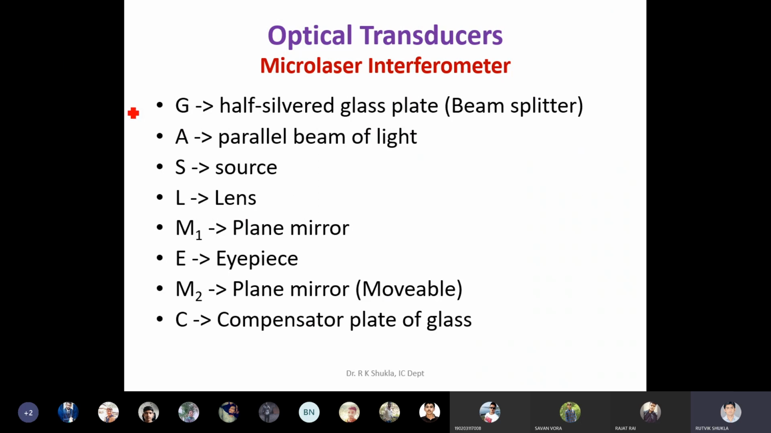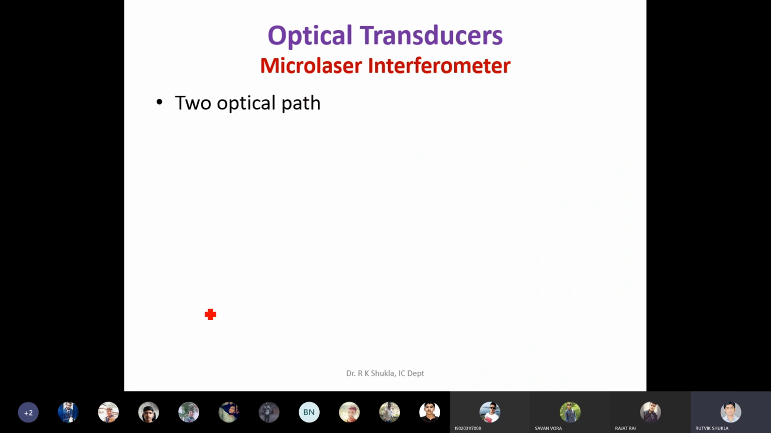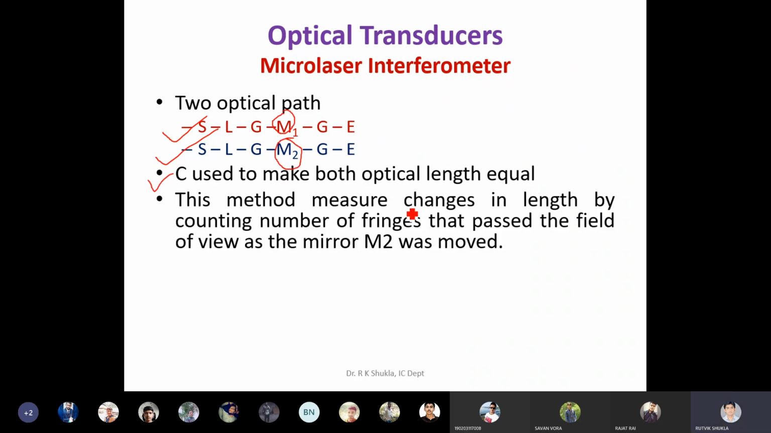This is all we have seen. G is the beam splitter, A is the parallel beam of light, S is the source, and L is everything we have seen already. There are two optical lengths: first through M1 and second through M2. C is used to make both optical lengths the same. This method measures changes in length by counting the number of fringes, or number of cycles, that pass the field of view as the mirror M2 is moved. Now this method was earlier known as a laboratory method.